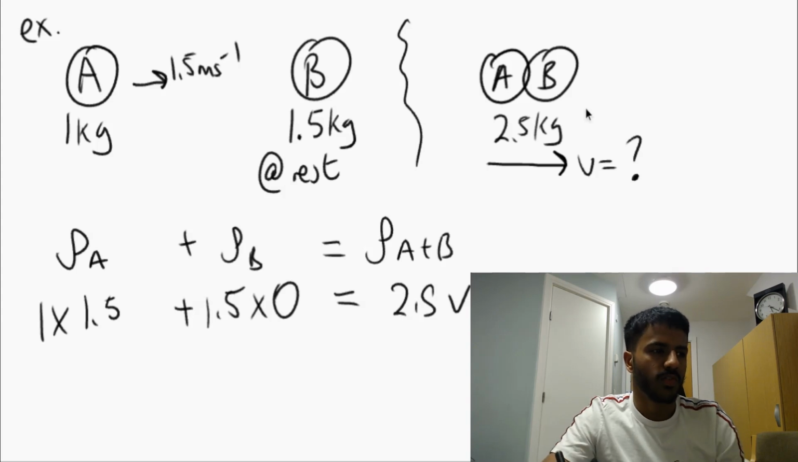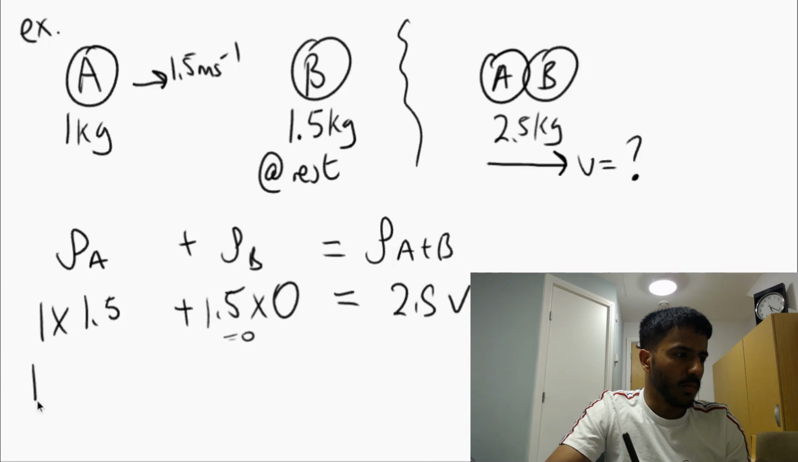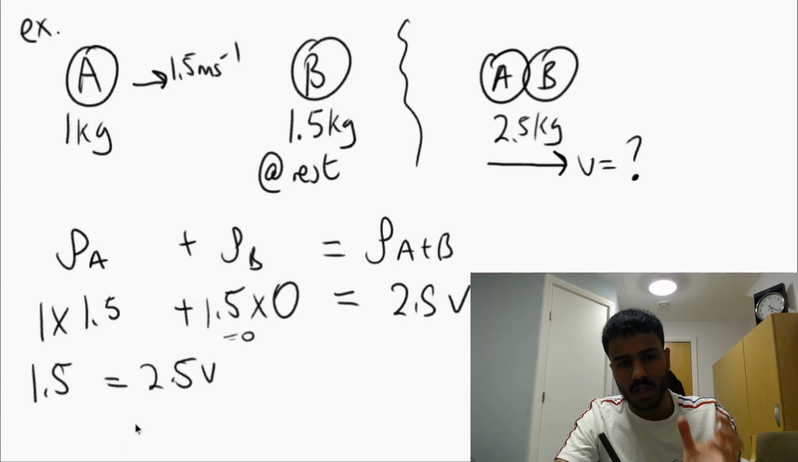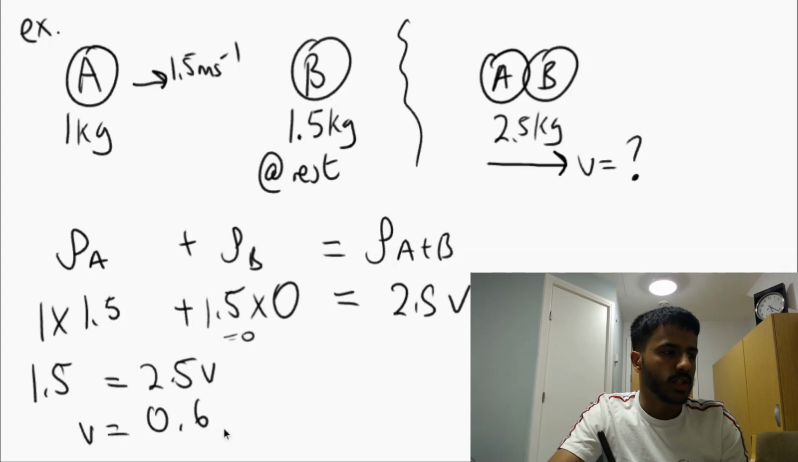And I said I want to find out what v is, so we can ignore this term because it's equal to 0. So we can get 1.5 is equal to 2.5v. So we know that the speed of the combined body after the collision is 0.6 meters per second.